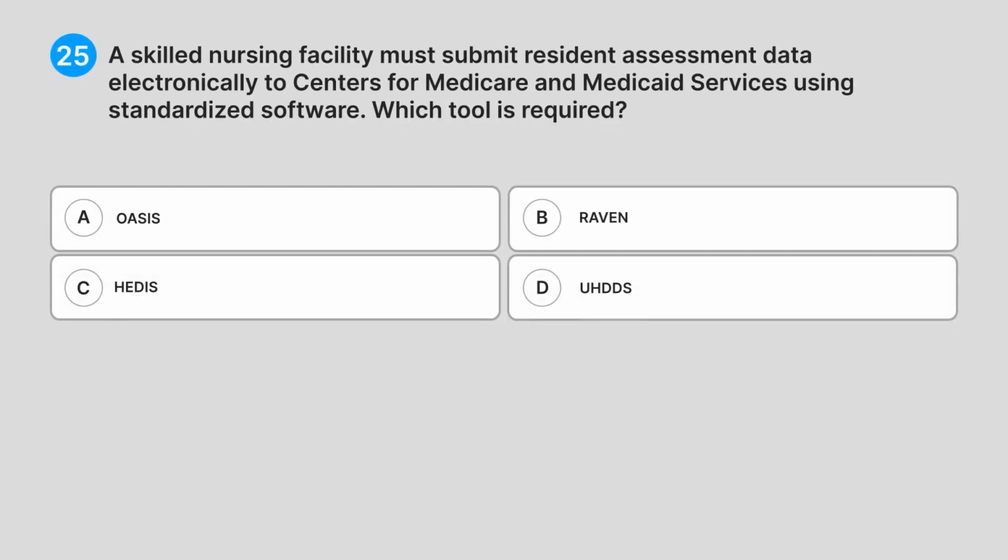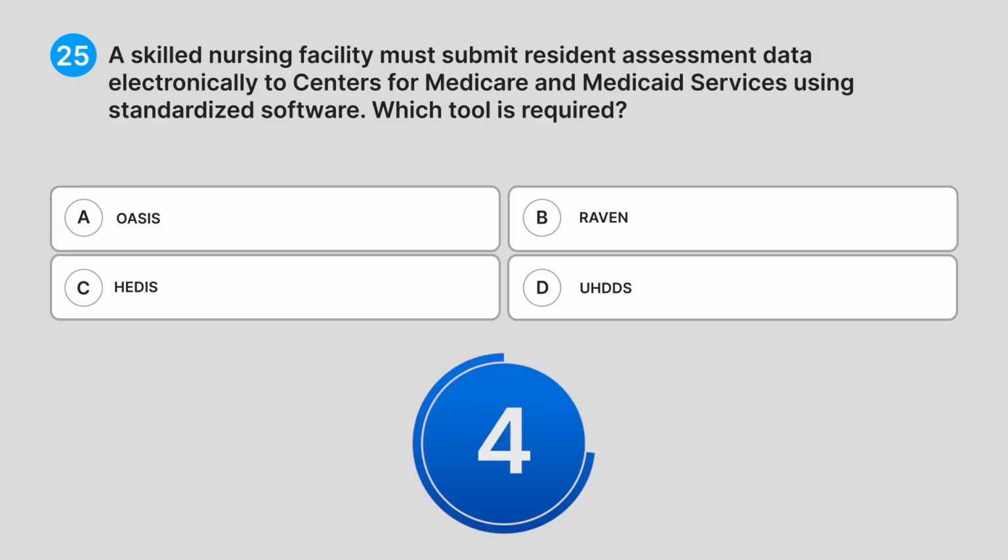25. A skilled nursing facility must submit resident assessment data electronically to Centers for Medicare and Medicaid Services using standardized software. Which tool is required? A. Oasis, B. Raven, C. HEDIS, D. UHDDS. Can you guess the answer?